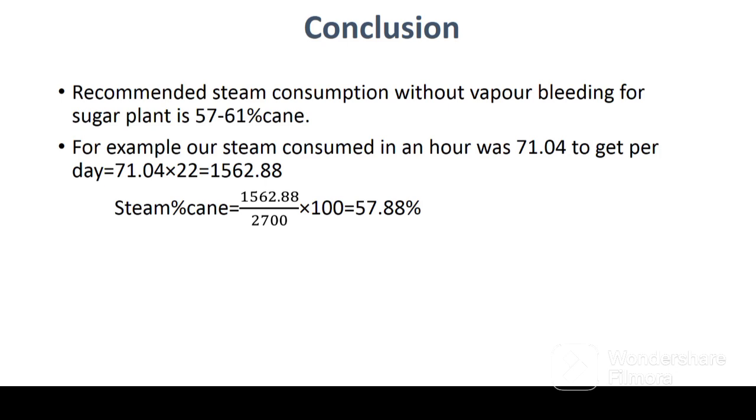So to get steam percent on cane, we'll take the quantity of steam used per day divided by the quantity of cane crushed times 100, which is 1562.88 divided by 2,700 times 100. This one will give us 57.88%. That means that the steam consumed on that day was within the range.